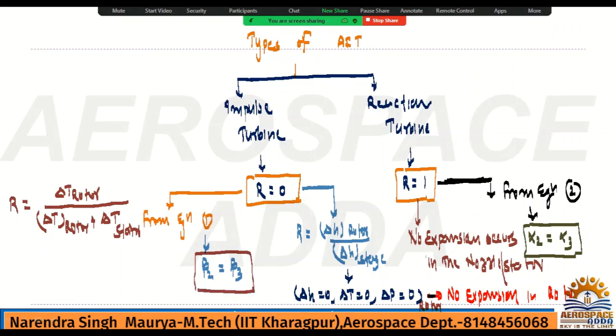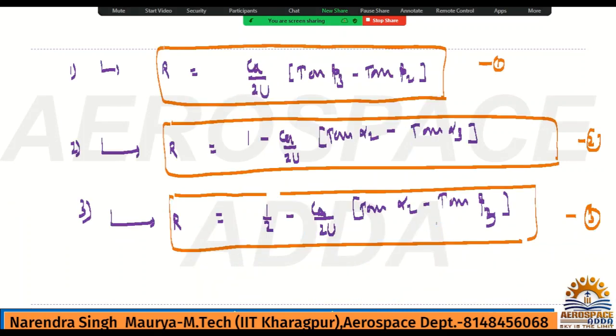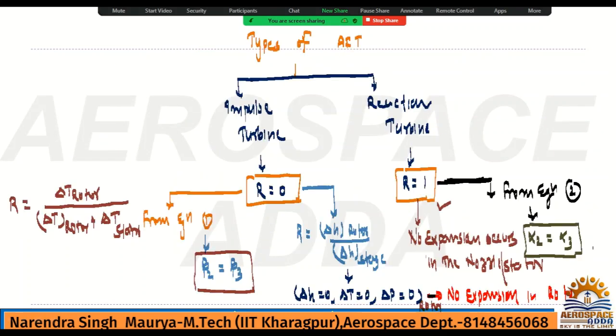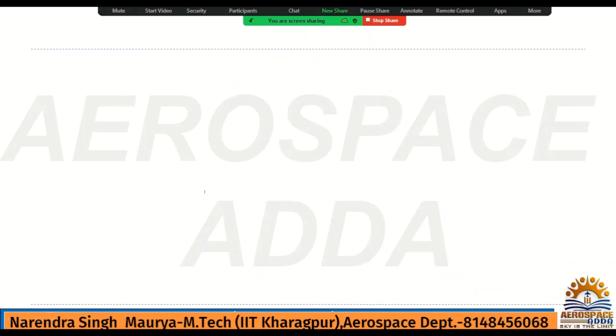And if it is reaction turbine, immediately it should come to your mind, R is equal to 1. When R is equal to 1, then you put this value in equation 2. So if you put it in equation 2, then what relation will you get? Alpha 2 is equal to alpha 3. This result should come to your mind. And the second point, which is very important, this is first and this is the second. Similarly, this is the first and this is the second. So all those things you need to remember. Anyway, now we'll go for the next. This is very special, very important.